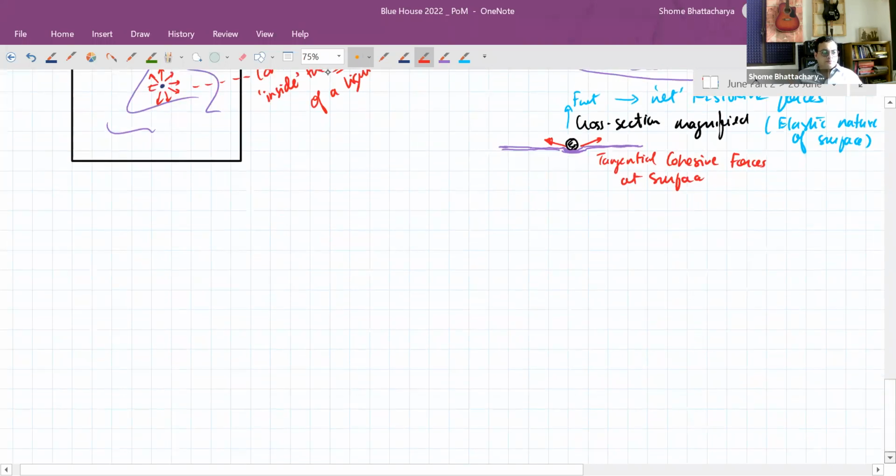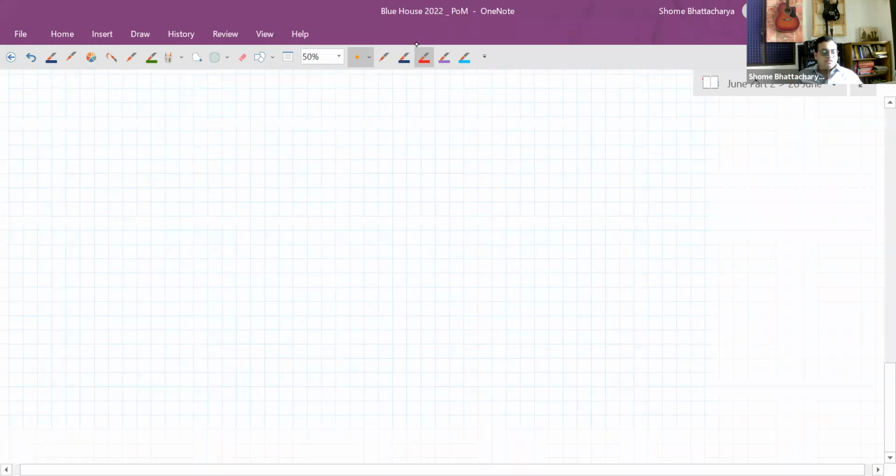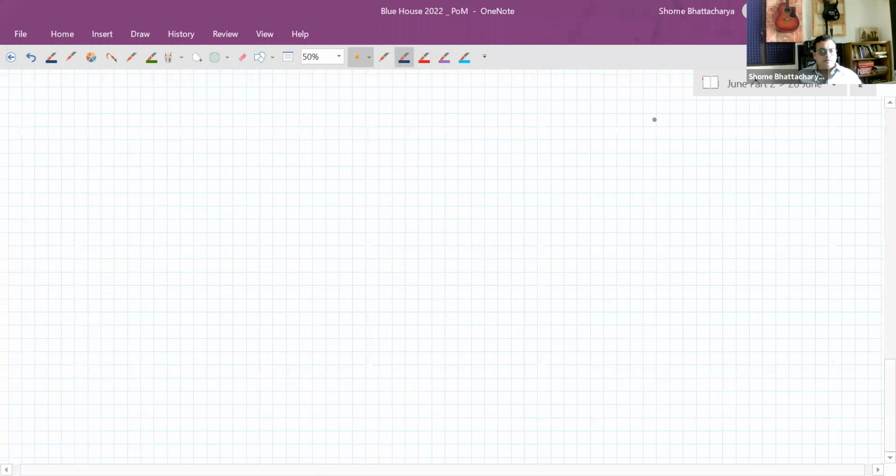Okay, now let's understand the definition of the term surface tension technically. There are two ways of defining it actually. We've already understood that it's associated with elasticity. Surface tension is generally denoted either by T or in some cases capital S also.